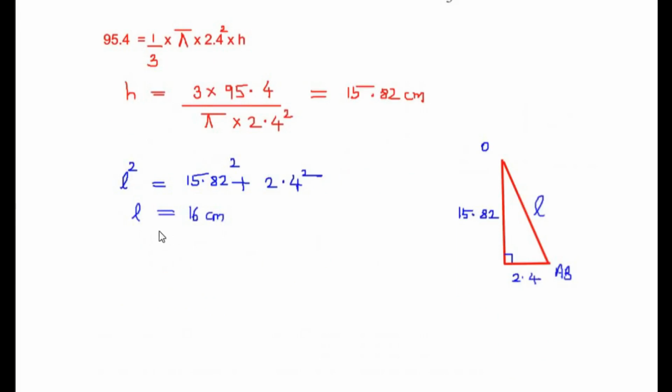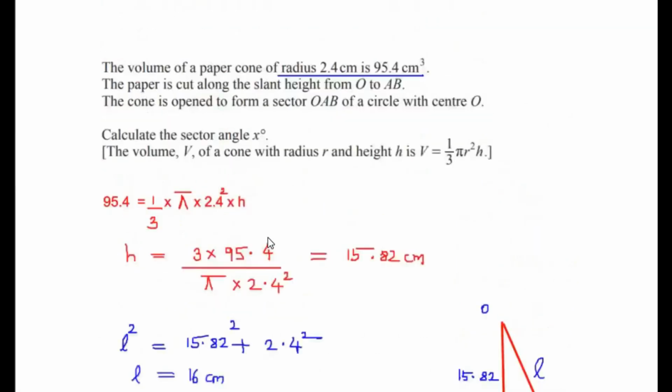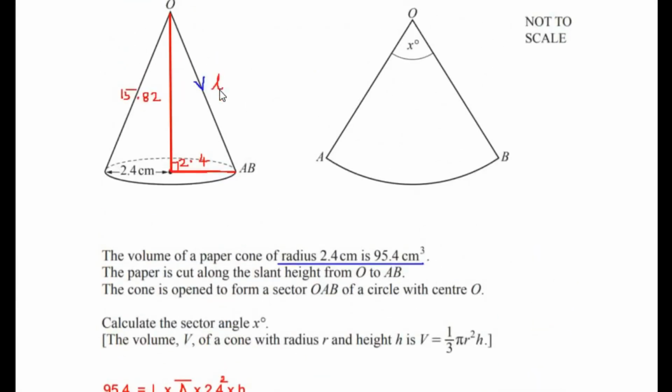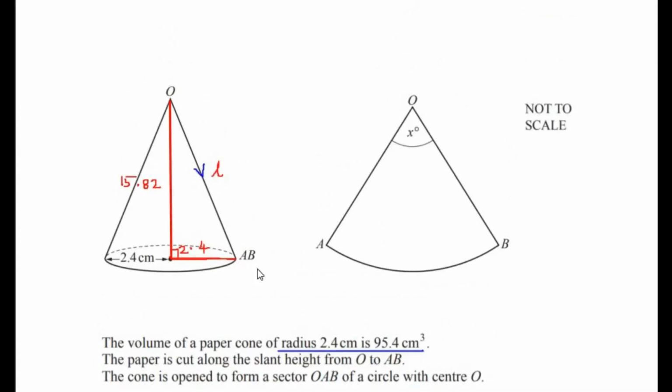Now once we have got the slant height of the cone over here, we can see that the slant height of the cone is nothing but the radius of the sector. That is, from the point O to AB, this was the slant height. So the length from O till point A, which was the radius of the sector, is now the slant height of the cone. So we have actually found out the radius of the sector, which is 16 centimeter.